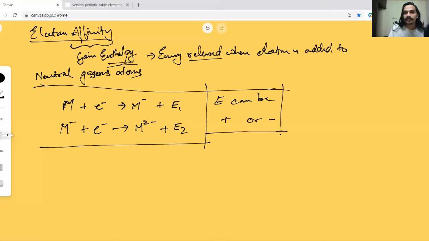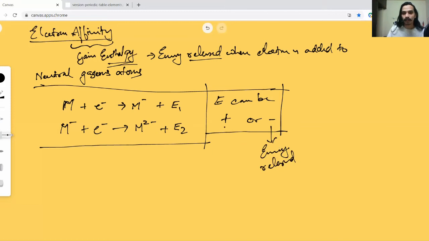What is the difference between positive and negative? Not all atoms are always willing to take an electron. If the energy is negative, it means the atom is willing to take the electron. It has taken it up on its own and released energy. So for us, negative means energy released.